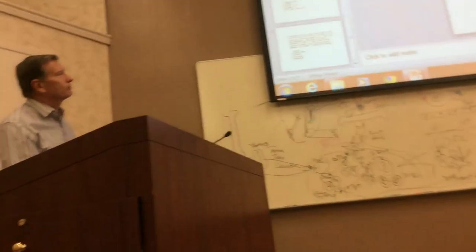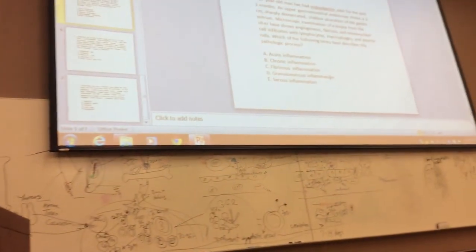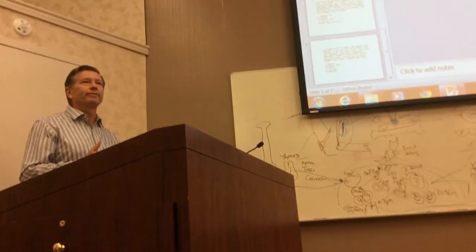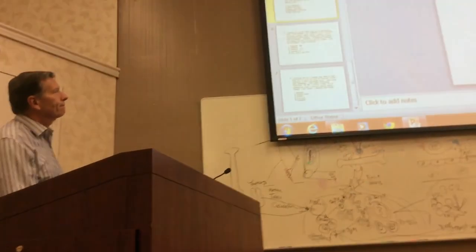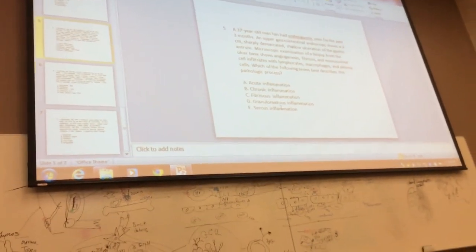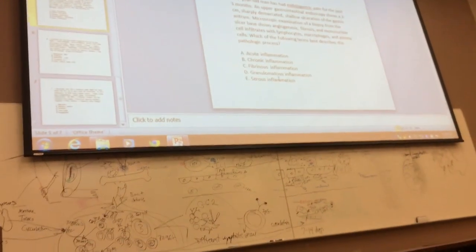Of course, granulomatous inflammation is chronic inflammation, but usually you have some antigen that the immune system cannot get rid of. And serous inflammation, remember, like a burn, they just get this fluid in a vesicle.